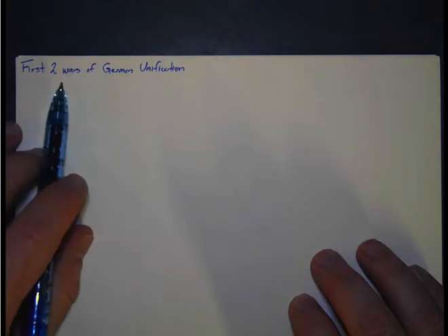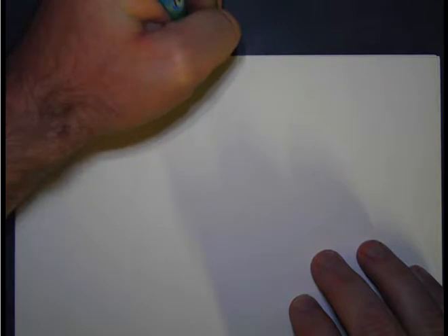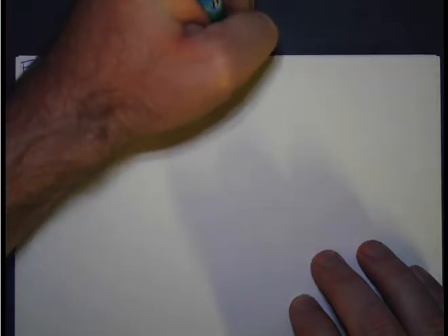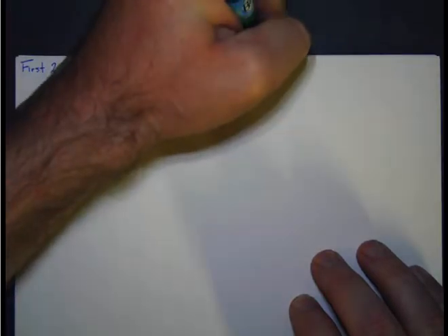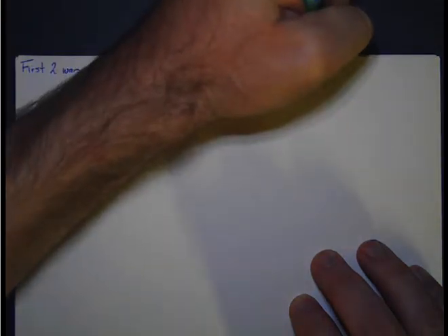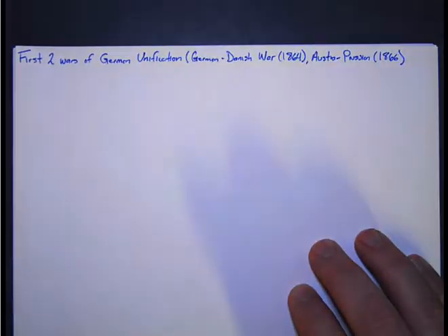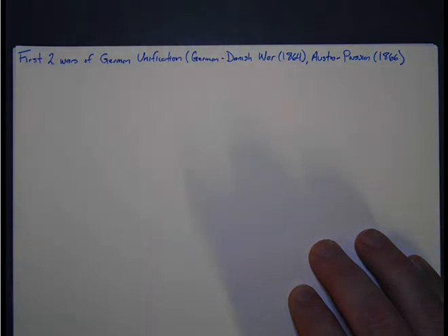So these first two wars are the German-Danish War in 1864, and the second one is the Austro-Prussian War, and that is in 1866. So those are the first two wars of German unification, and that's what we're going to cover in this video.